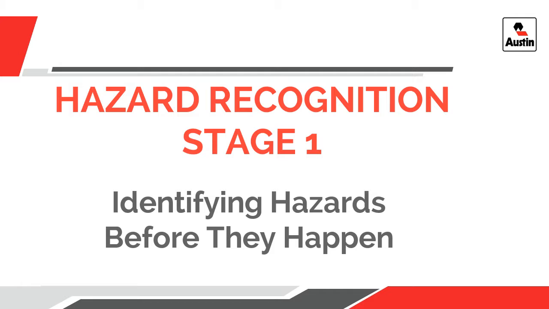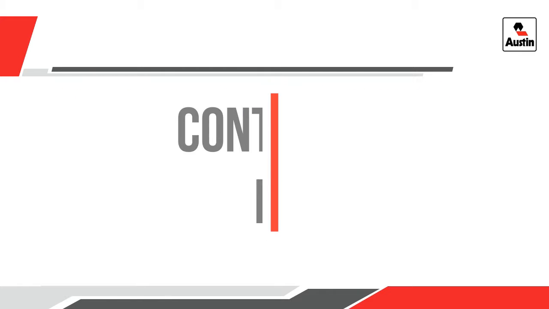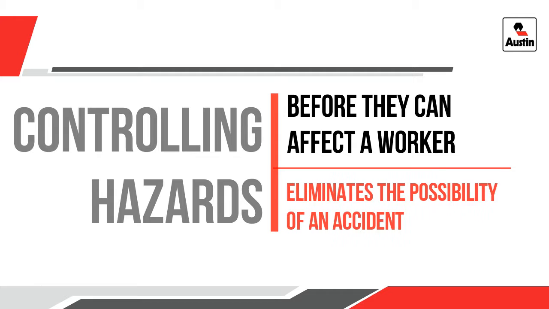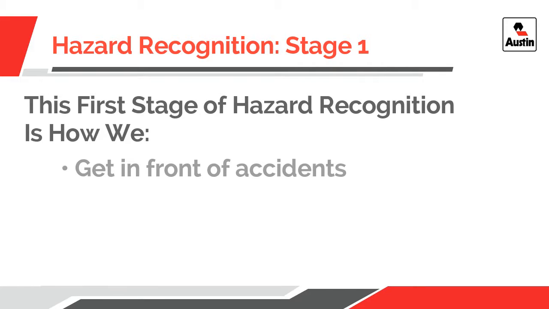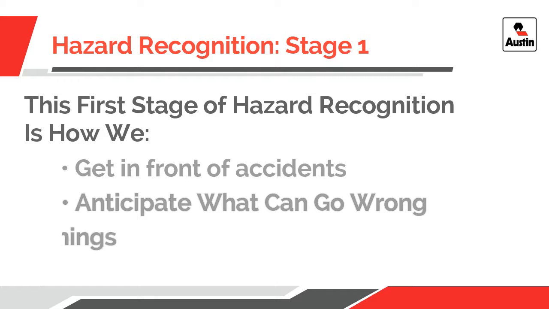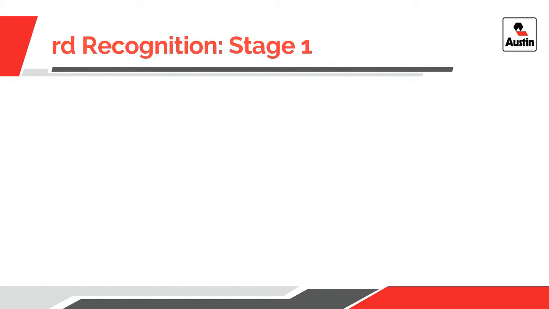Identifying hazards before they happen is the most important aspect of hazard recognition. This is because controlling hazards before they can affect a worker eliminates the possibility of an accident. The first step in hazard recognition is how we get in front of accidents, anticipate what can go wrong, and eliminate the possibility of having things go wrong on the job.